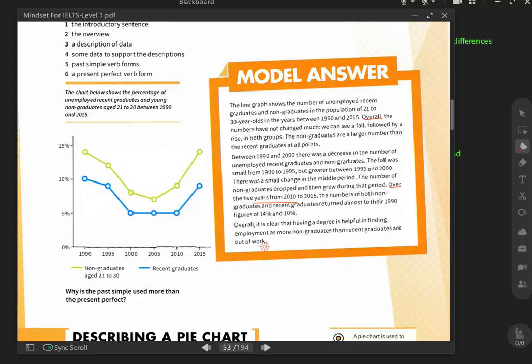And this one, overall, it's clear that having a degree is helpful. What is this? First, why do we need to just summarize? We already have our overview. What is this? And adding your opinion. So overall, it's clear that having a degree is helpful in finding employment.